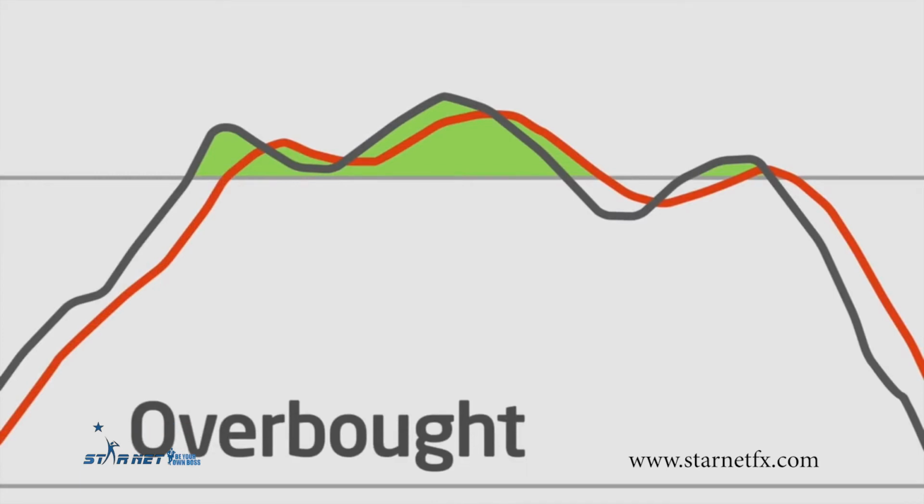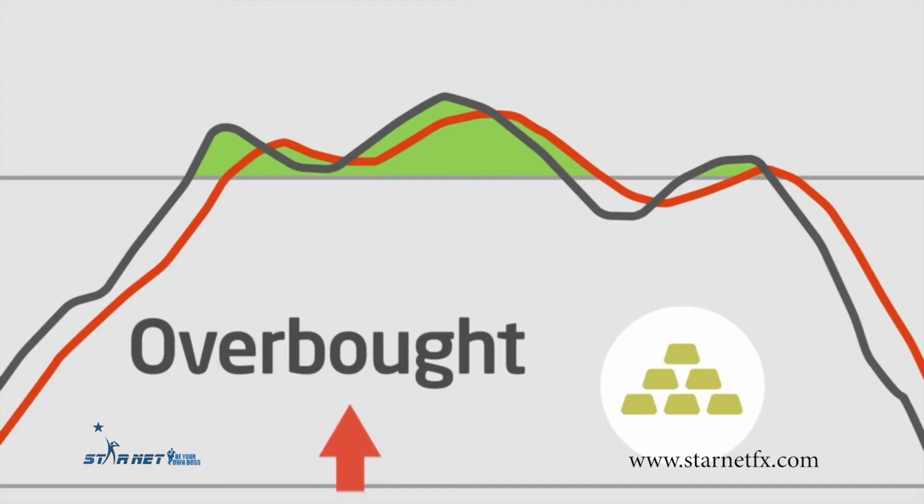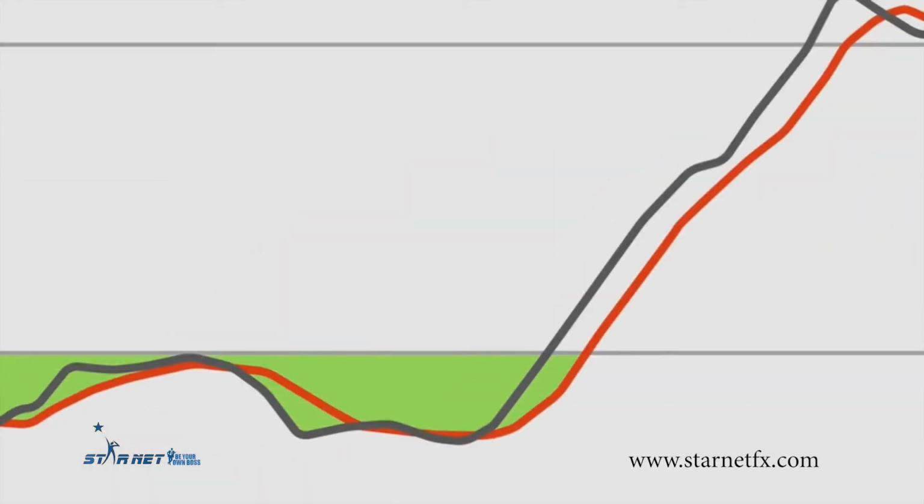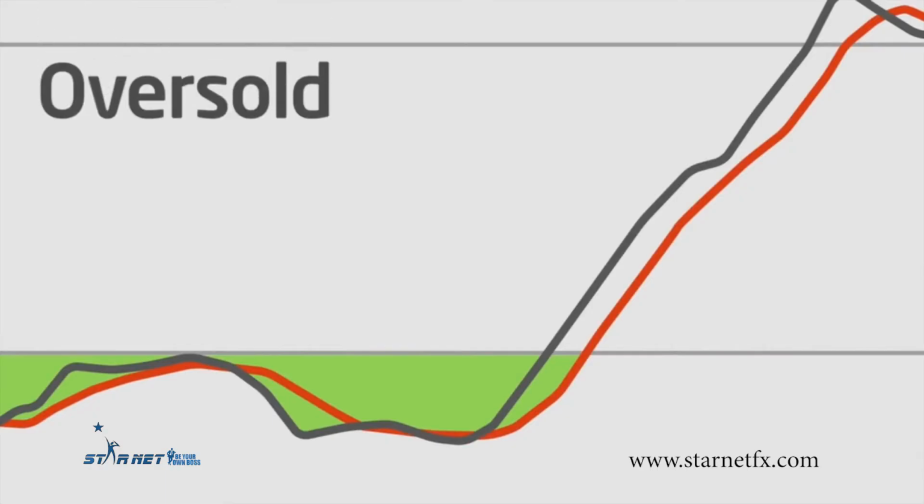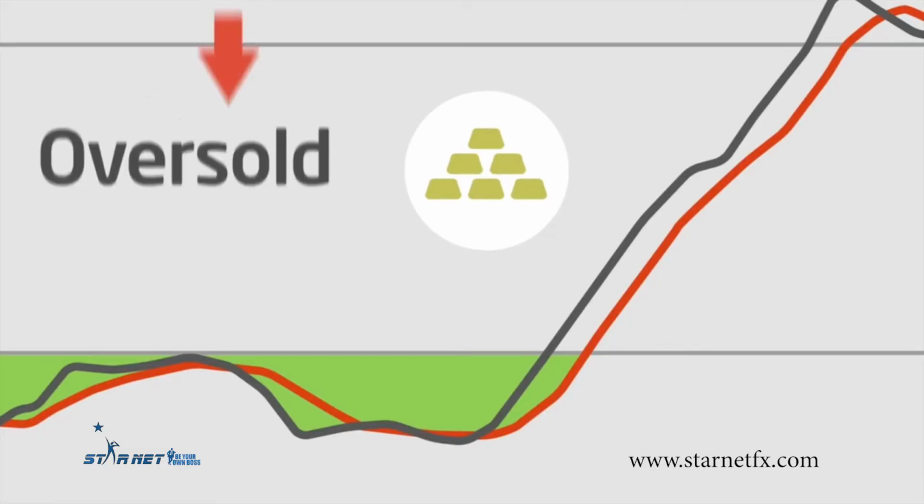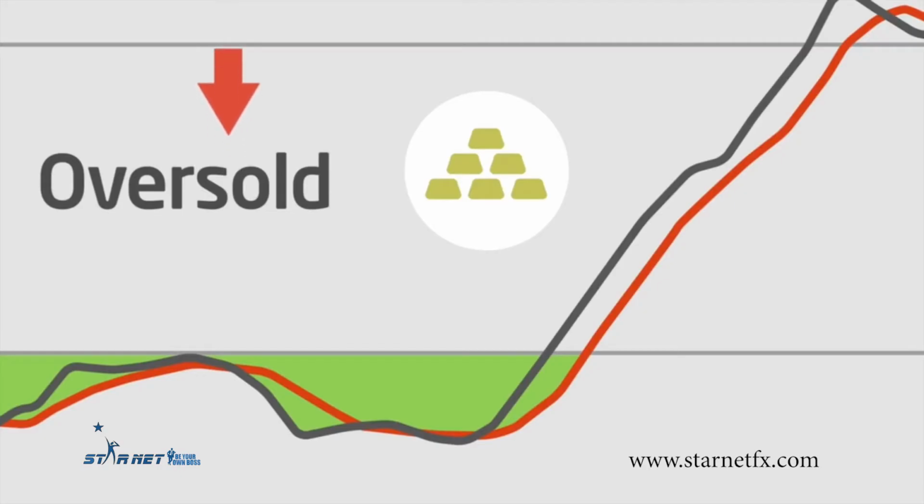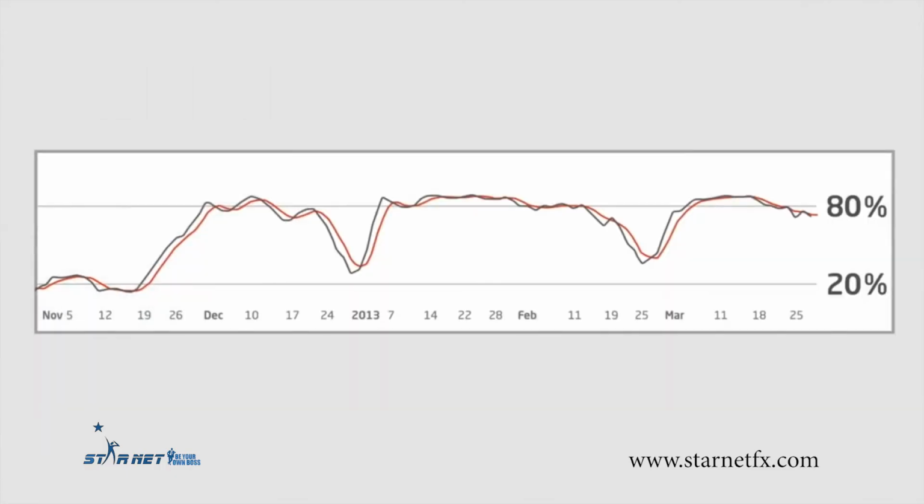An overbought market condition is when an asset rises in value very quickly due to a surge in demand, pushing the price to a level above what the fundamentals would appear to support. When stochastic lines are below 20%, it indicates an oversold market condition. An oversold market condition is when an asset drops in value very quickly due to a wave of selling, pushing the price below what the fundamentals would appear to support.